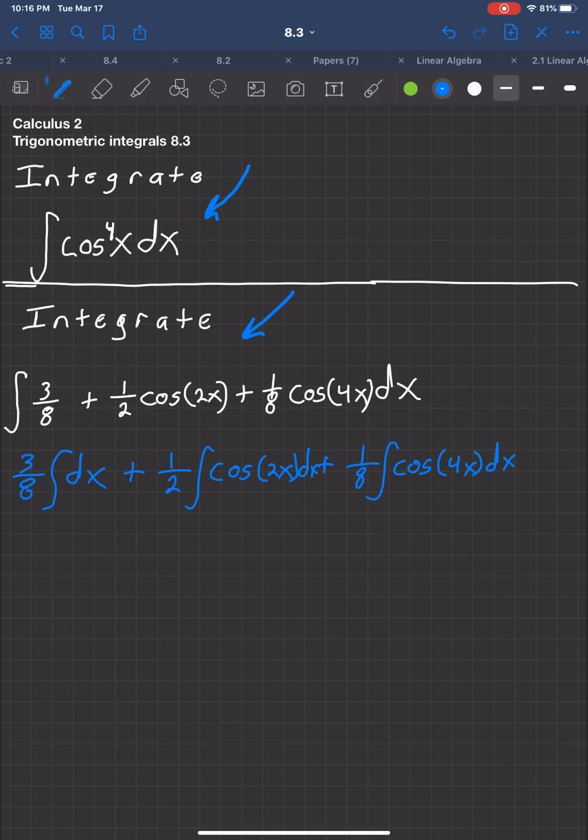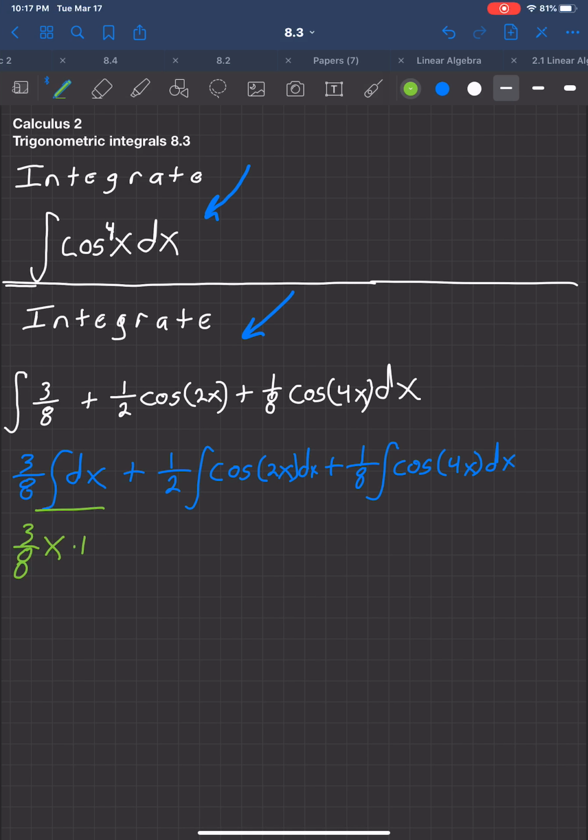I have to attach my dx's along the way. At this stage, all I've done is taken my integrand and broken it up into the sum of three different integrals. And just for the sake of time, I took any constants of multiplication and brought them out front of the integral. Now, let's start this integration process. If you integrate 1 with respect to x, you simply get x. Of course, we have a 3/8 attached to that x.